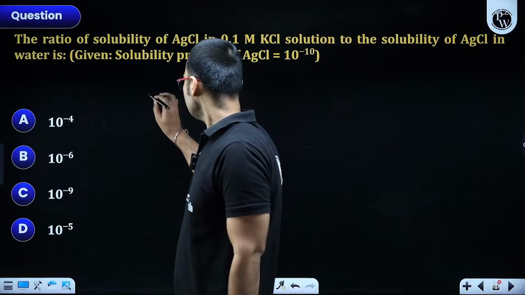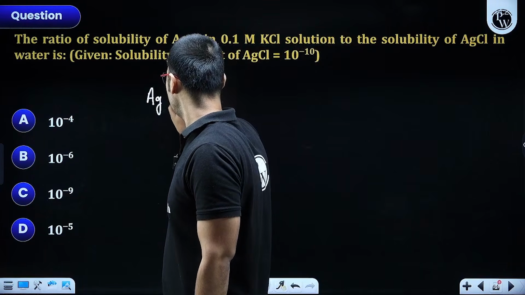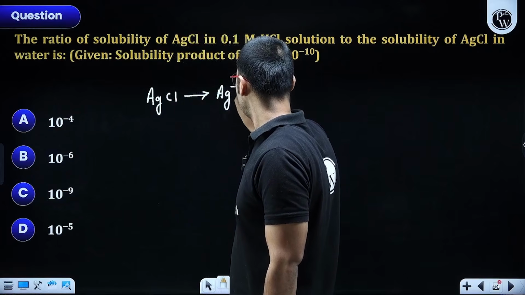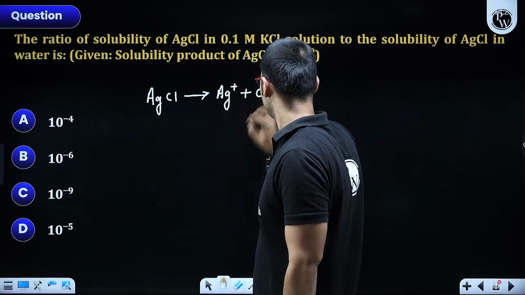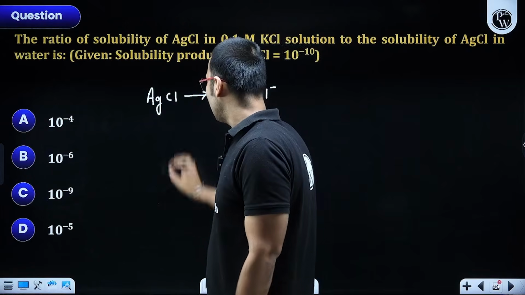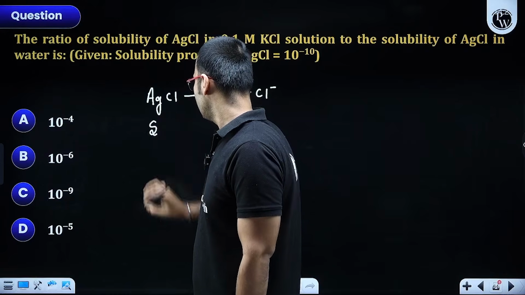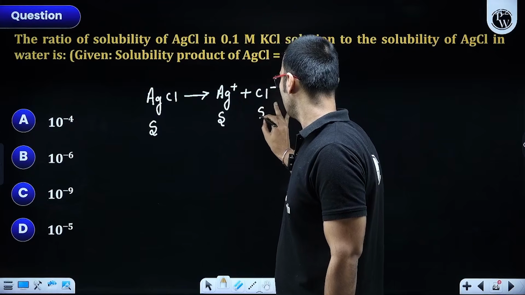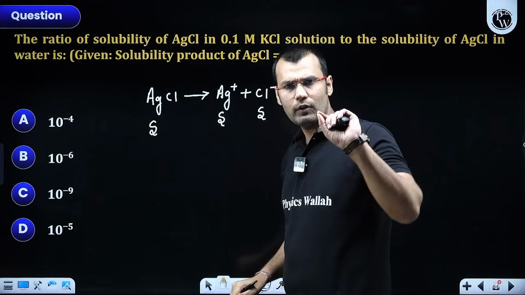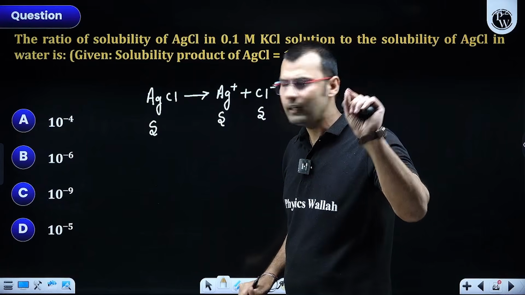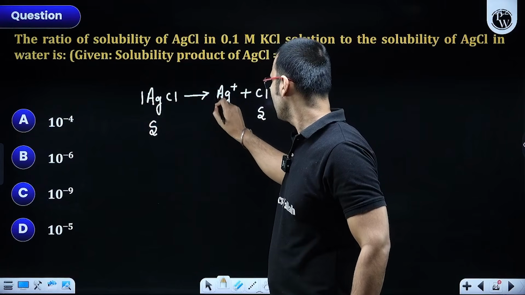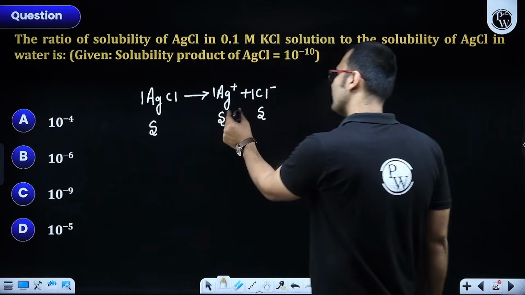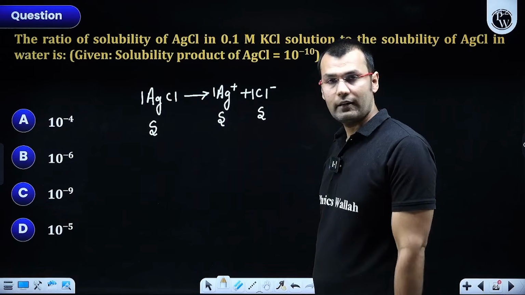Let's say that when your AgCl is present in pure water, AgCl will decompose into Ag plus and Cl minus, right? Here, let's say that its solubility in pure water is S. So after dissociation, it will give you S part of Ag plus, S part of Cl minus. I hope you understand I am using stoichiometry here. One part of AgCl gives one part of Ag plus, one part of Cl minus. So S part of AgCl will give S part of Ag plus and S part of Cl minus.